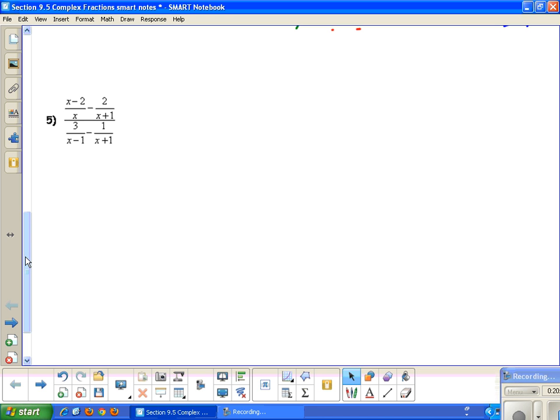So I'm going to do the first way first. So for this one, and you can choose any method, the LCD between every denominator would be, we have an x here, so x, there's no other x's. We have an x plus 1 and an x minus 1. So that's my LCD between everything. So that's what I'm going to multiply the numerator and denominator by.